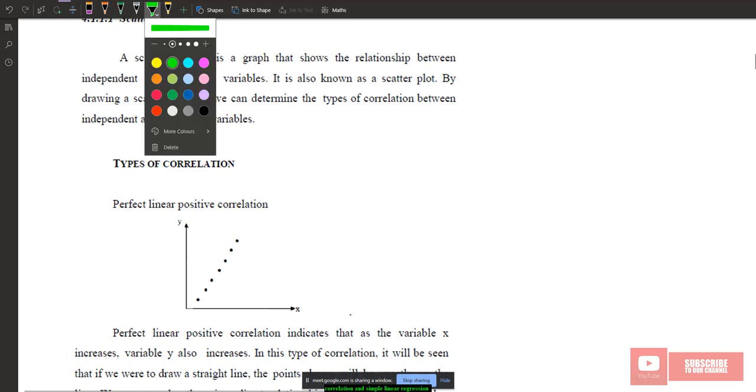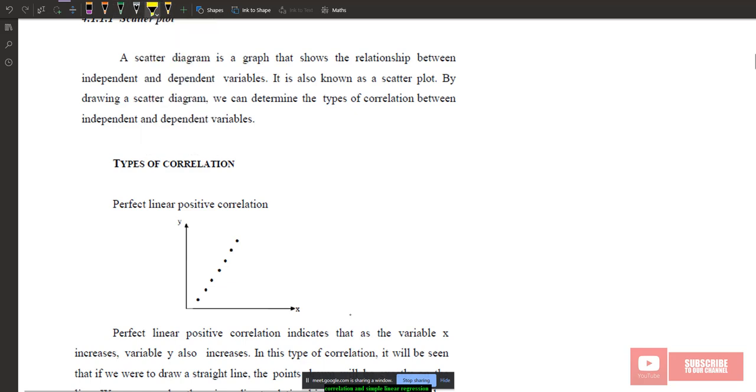So let's look at the first method, which is a scatter plot or scatter diagram. A scatter plot or scatter diagram is a graph that shows the relationship between the independent variable and the dependent variable. It's also known as a scattered plot. By drawing a scatter diagram, we can determine the type of correlation between the independent variable and the dependent variable, whether it has a positive correlation, a negative correlation, or no correlation at all.